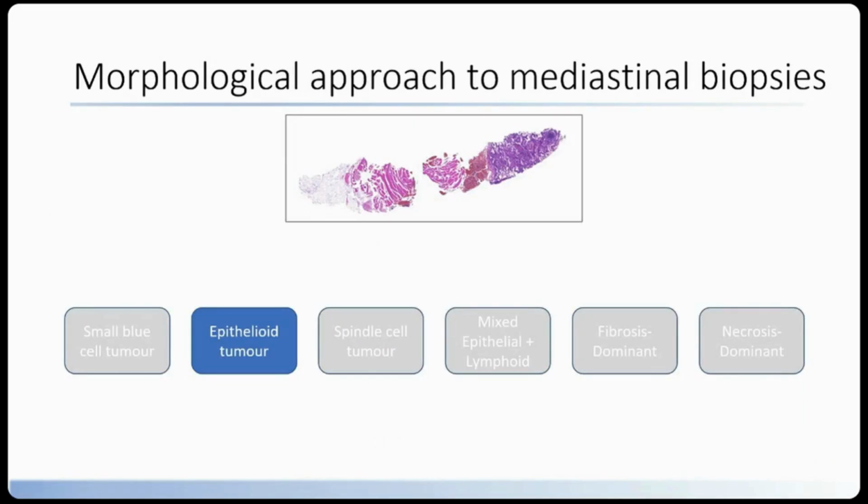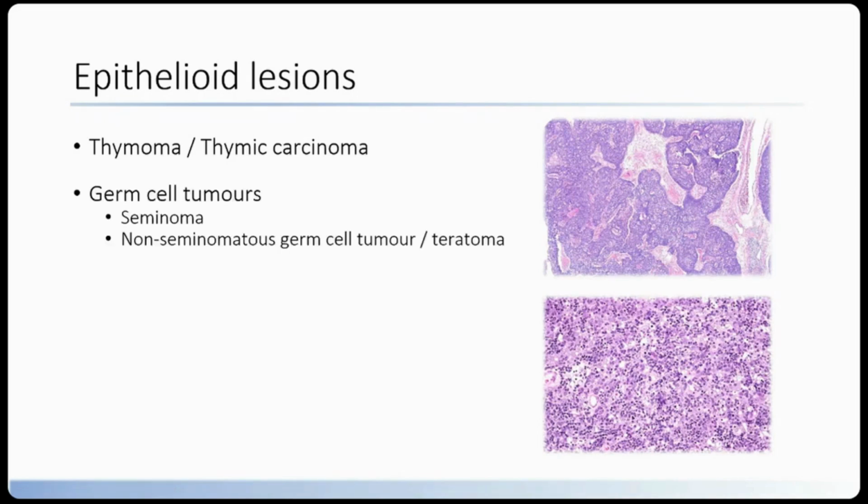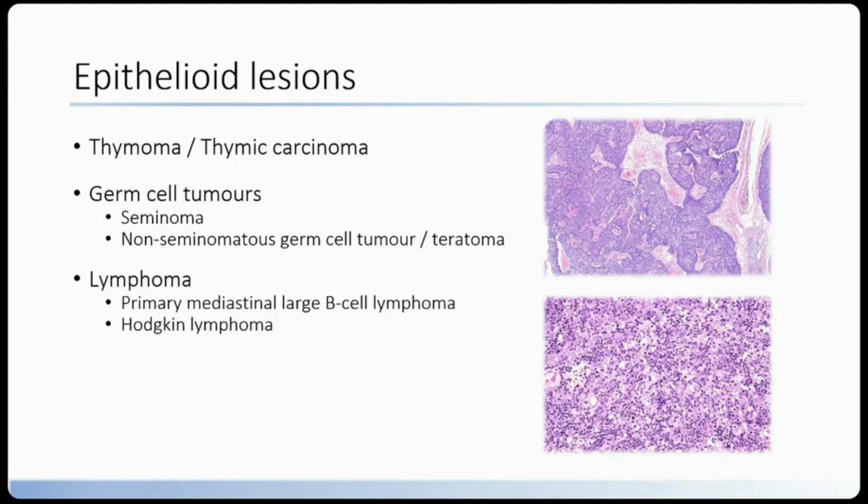So that's a whiz through small blue cell tumours. What happens if we then see a tumour that has a much more epithelioid appearance? I think the differential here is again important to keep a broad perspective on. It could be thymoma or thymic carcinoma. We'll discuss that a little bit further. Germ cell tumours, as we've discussed already. Lymphomas, as we've discussed already.